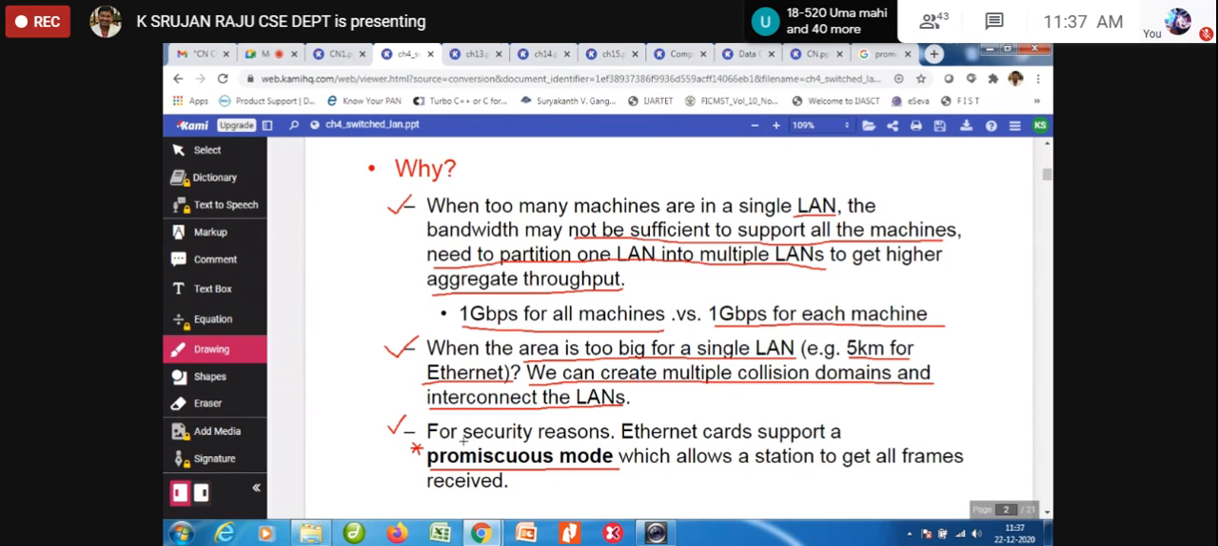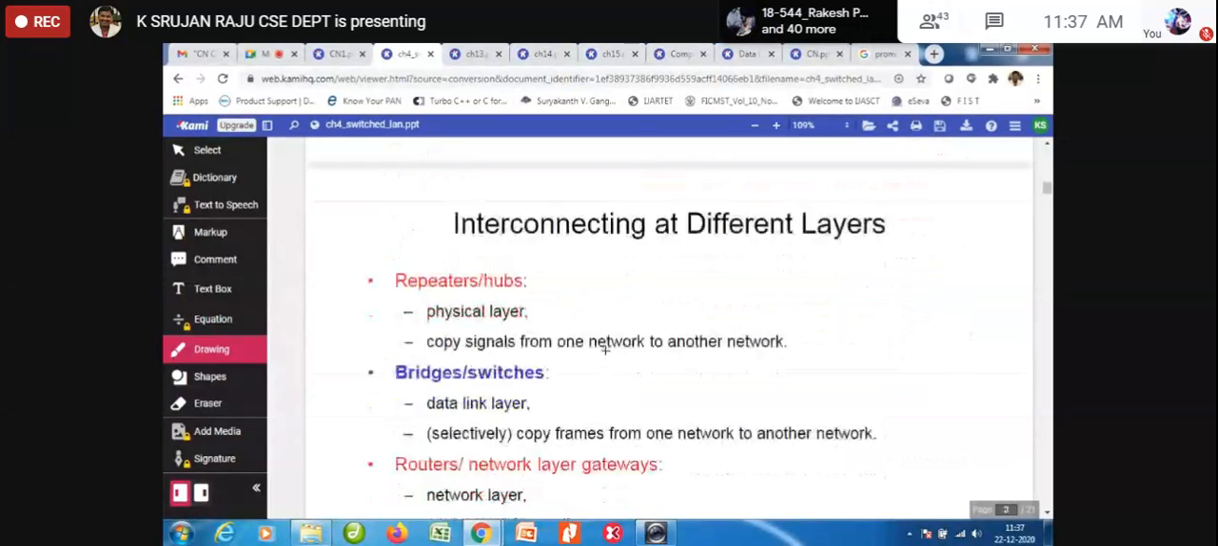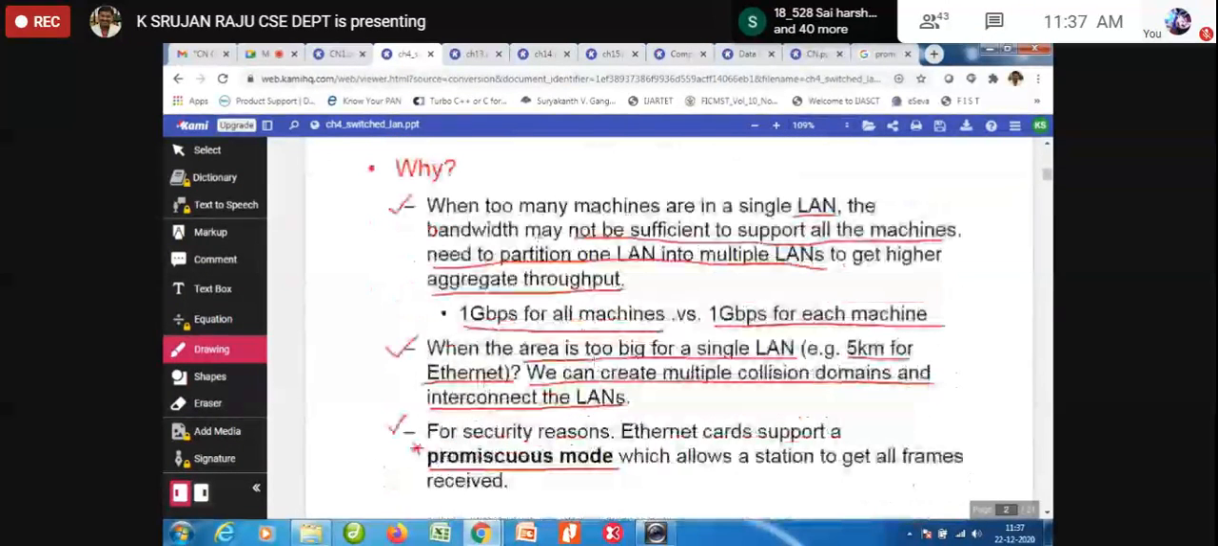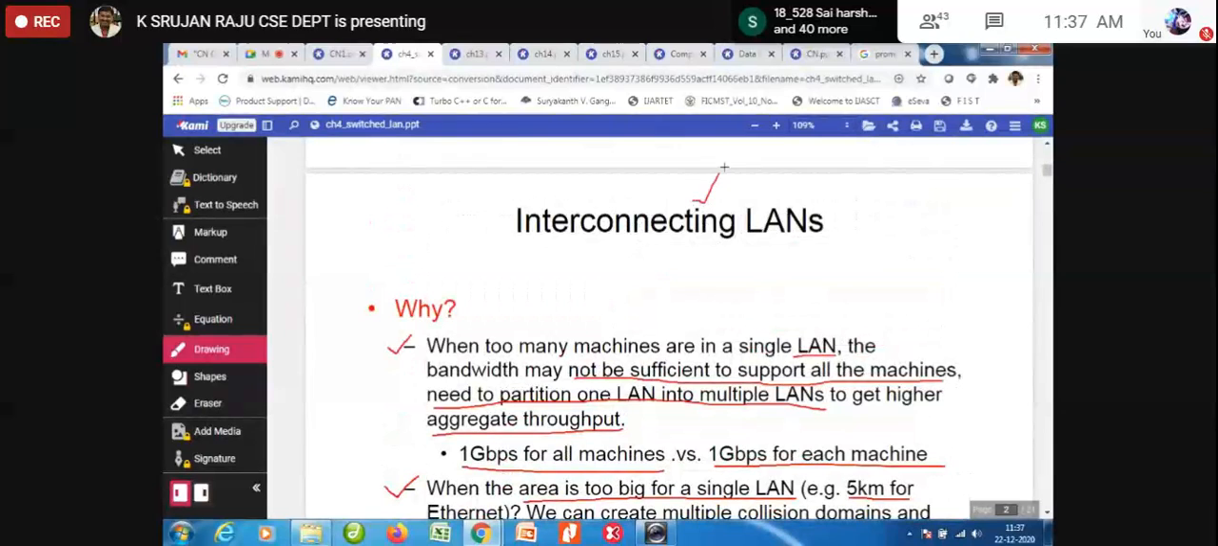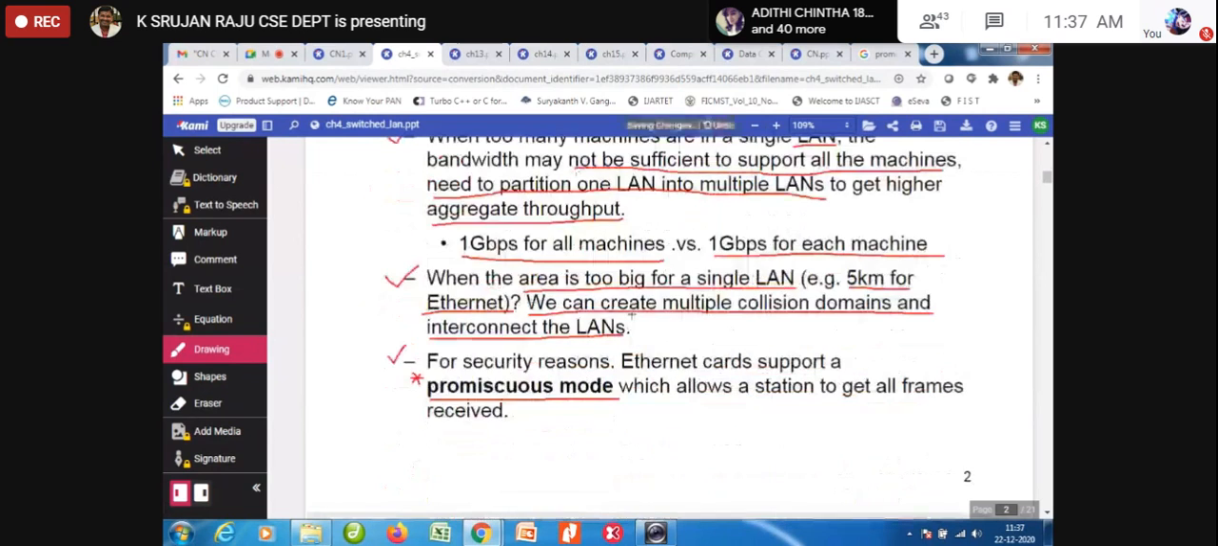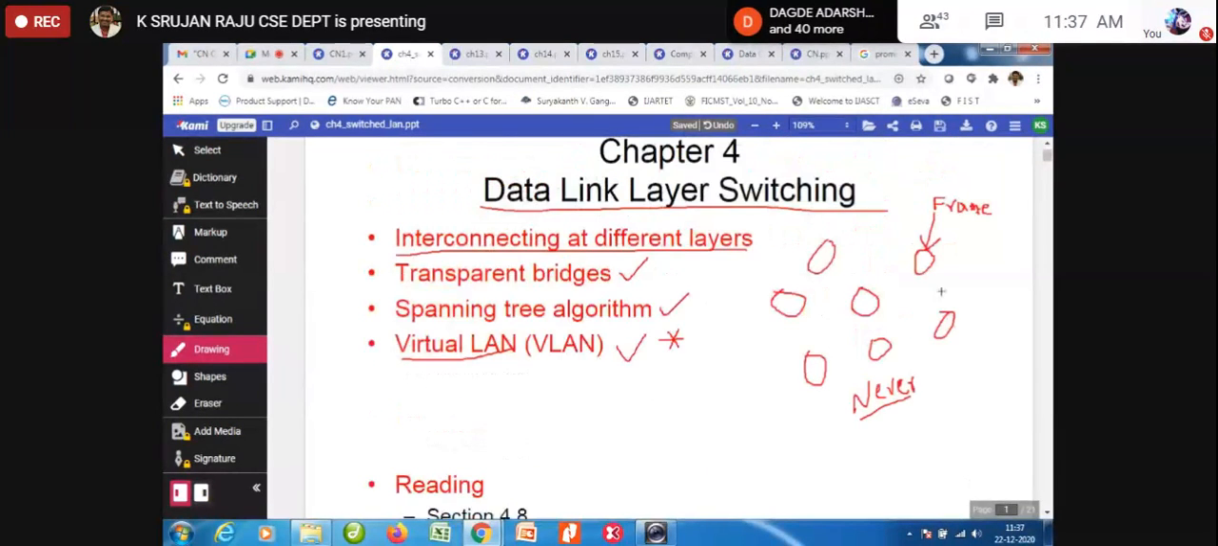That is the reason I have already told you that the network is unreliable. Now, I want to interconnect the LANs because of these particular things. But when I want to interconnect the LANs, the challenge we discussed is that there are many different types of networks available. Which network uses which topology, which medium, what type of architecture, we do not know.